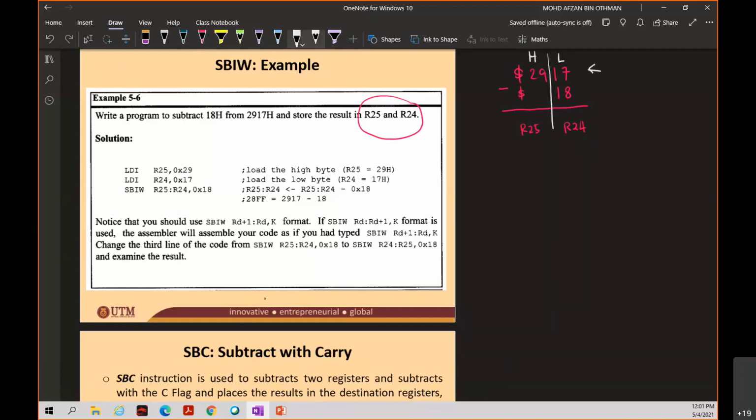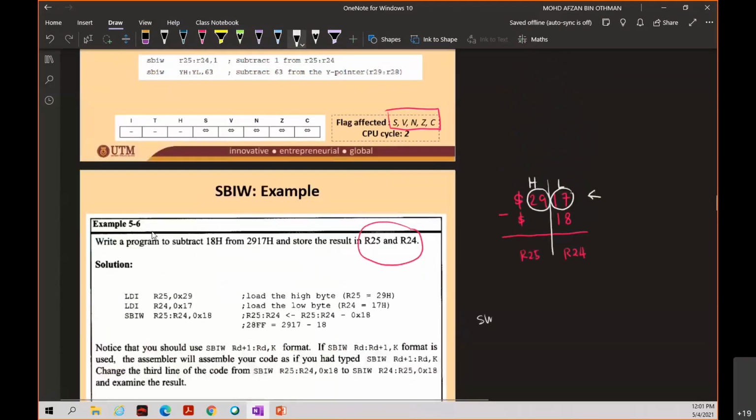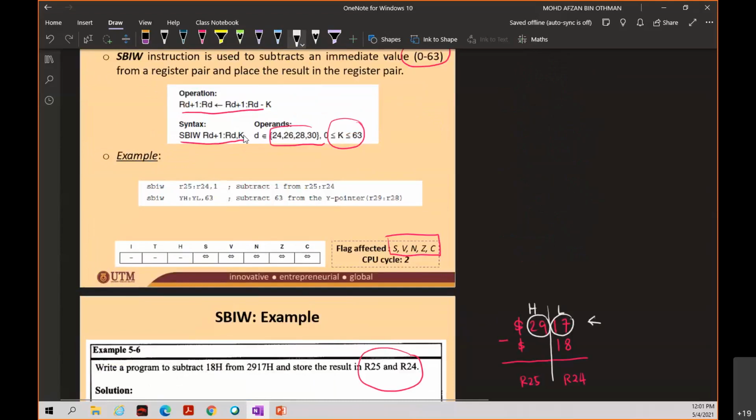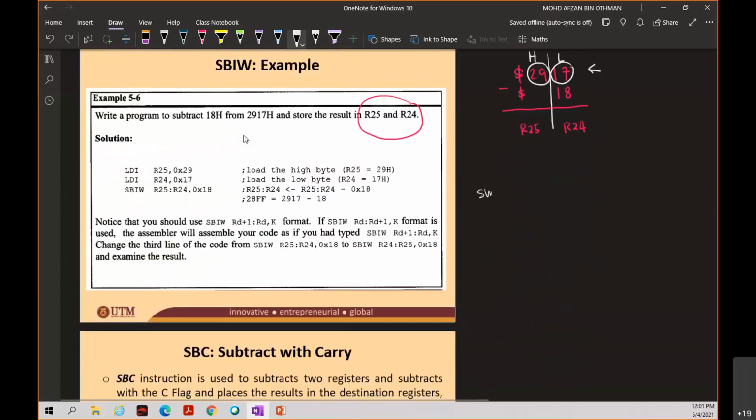So next, what are you going to do? These numbers here, you need to load to your general purpose register. Why? Because the SBIW says you need to have one register pair minus the immediate value. So you need to put 2917 into one register pair, and after that you subtract 18. In this case, 29 you put to R25, while 17 you put to R24.